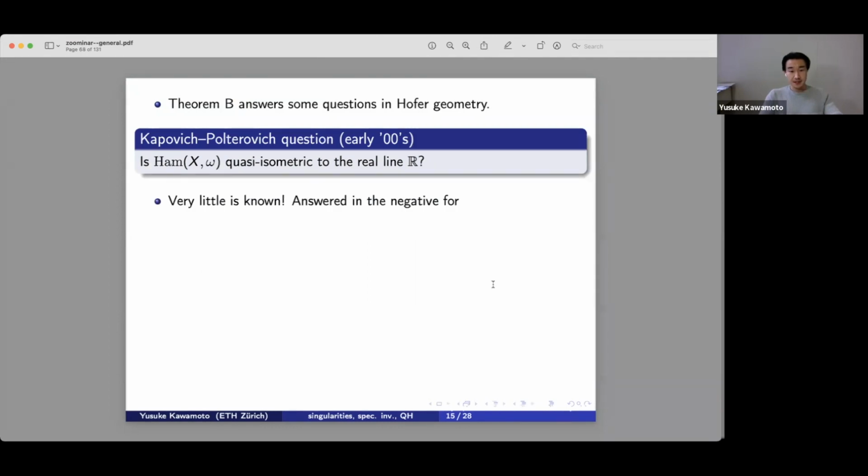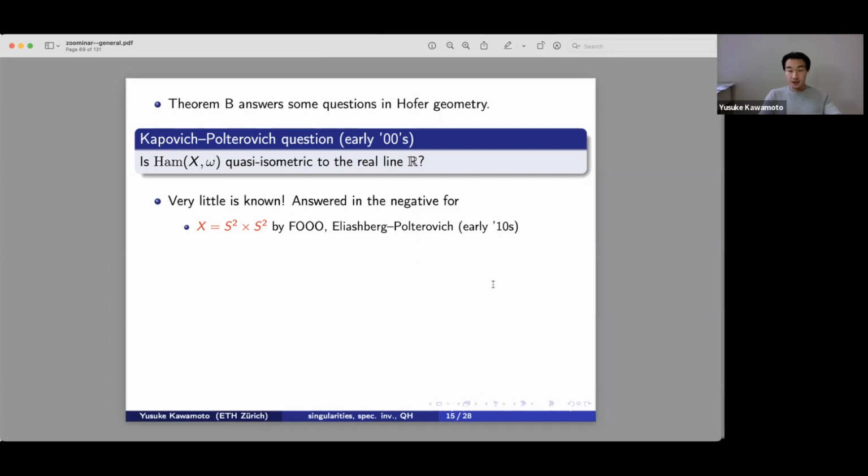Even though it's been around for many, many years, extremely little is known about this question. And the expected answer is no. We want this group Ham to be big, but we only know the answer for S2 times S2, which was done by Fukaya-Oh-Ohta-Ono and Eliashberg-Polterovich around 10 years ago.